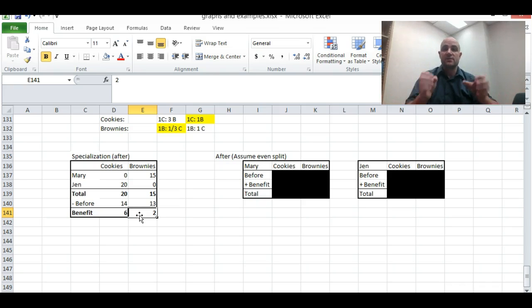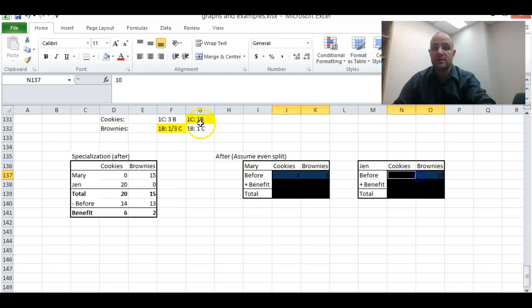They come together, let's just say they put everything on the table, all the cookies and all the brownies. To make sure that they're both equally as well off, they both take out their initial allotments. So out of that 20 and 15, Mary's going to take her 4 cookies and 3 brownies, and Jen's going to take her 10 and 10.